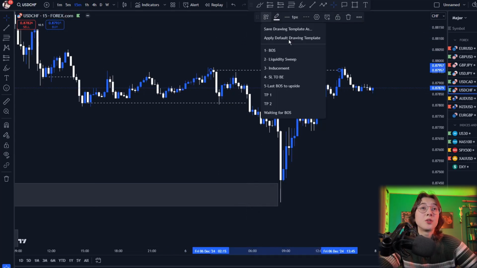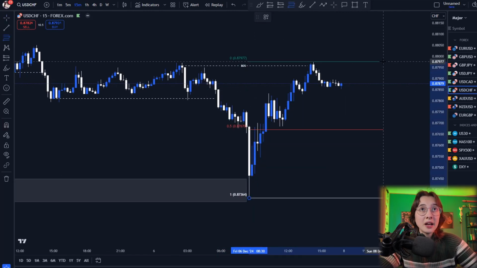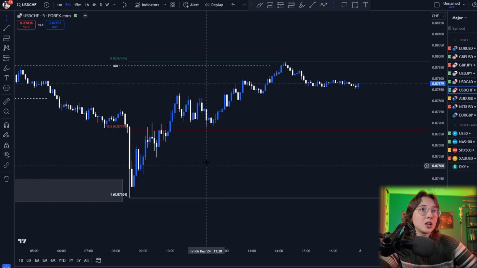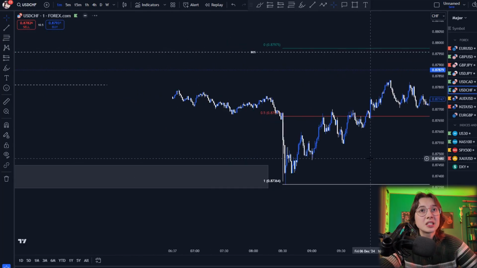We just got the break of structure just before market closure. So we can look for a buy right here, basically. This is what it means. So let's see what do we got. 5 minute, 15 minute, there is nothing. Let's go on the 1 minute.